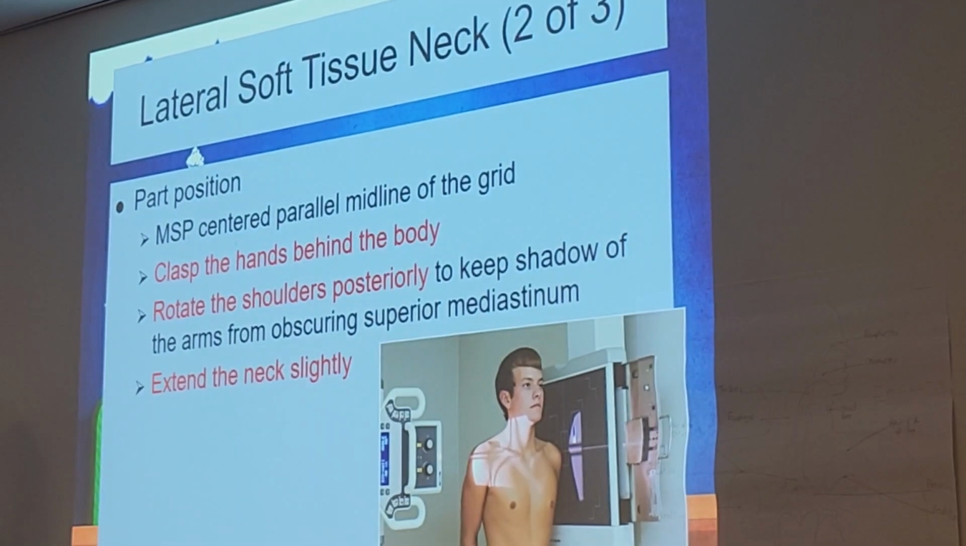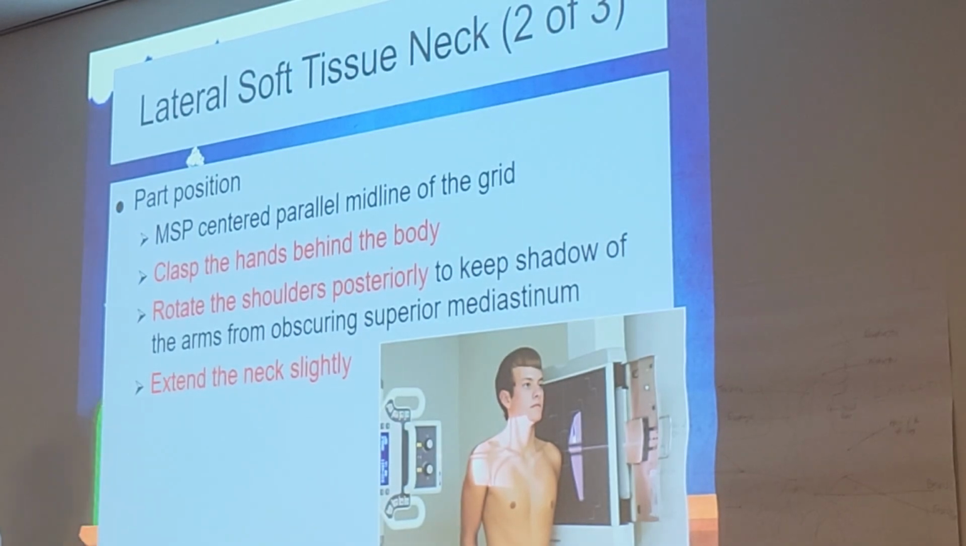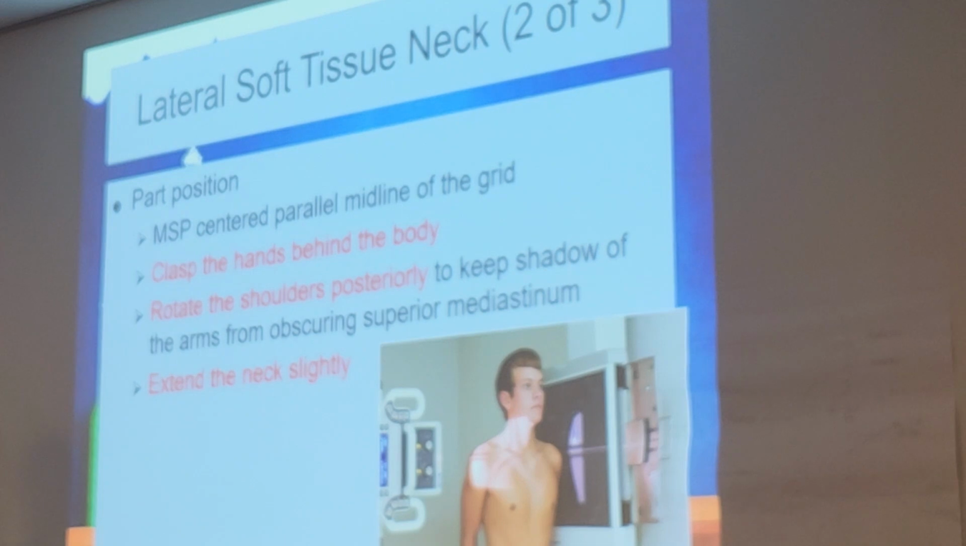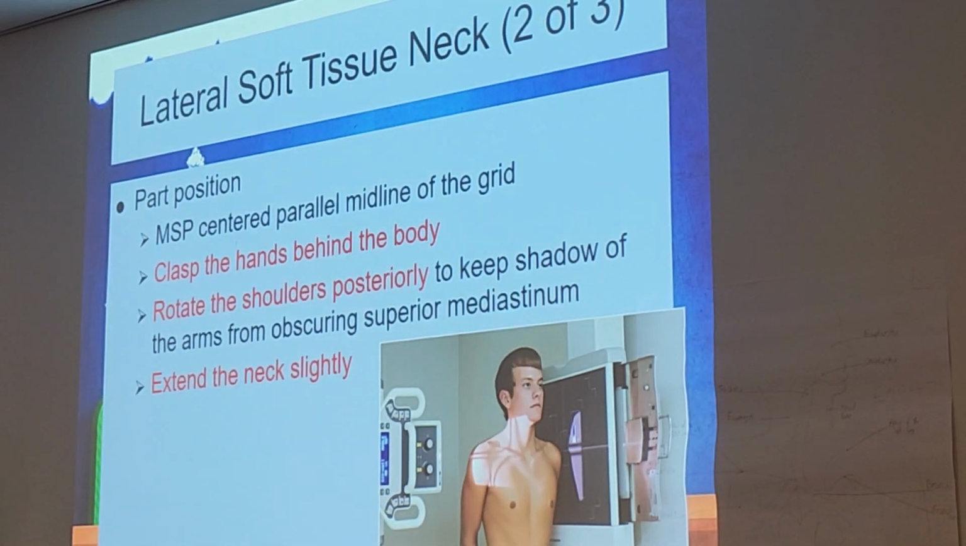And then for the patient's position, of course, we're going to have them semi-puff their chest out, but not too much, not like a sternum. They're going to clasp their hands behind the body to get them out of the way. We want to roll those shoulders backwards because the humerus might obstruct the trachea if we're not careful, and extend the neck slightly as well. The main point that people often forget is that you do need the shoulders to be posterior.